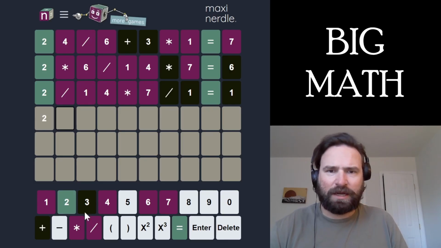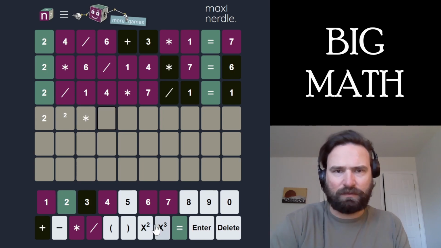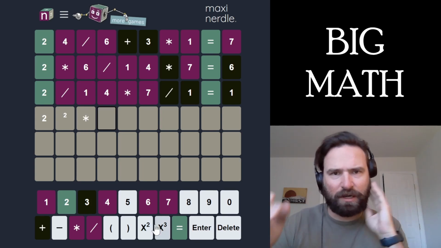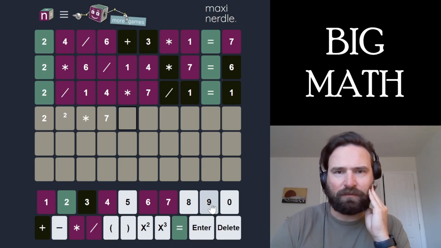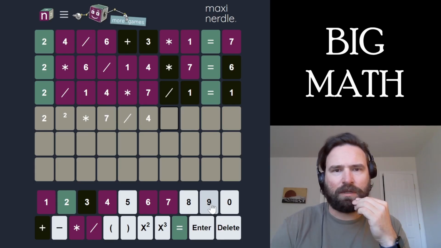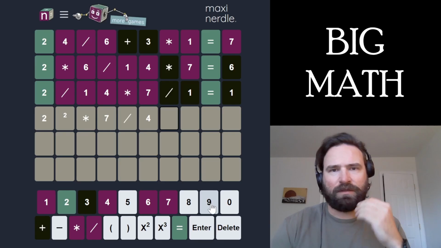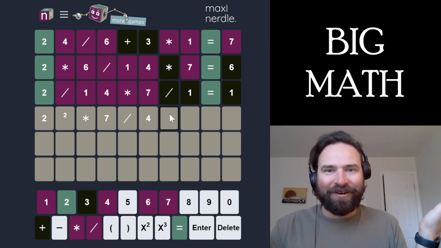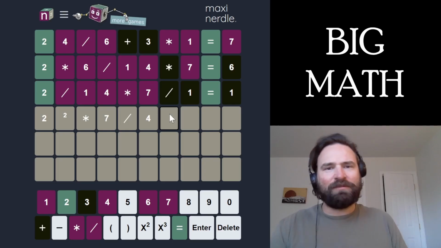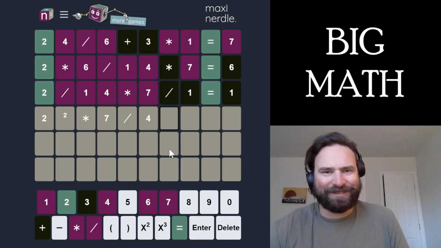I gotta just get some more stuff in. Like, multiplication must go here, right? 2 squared is 4 times 7 divided by 4. So I'm at 7. Division and multiplication can't go here. So am I dividing? What am I doing? How does this equation work?